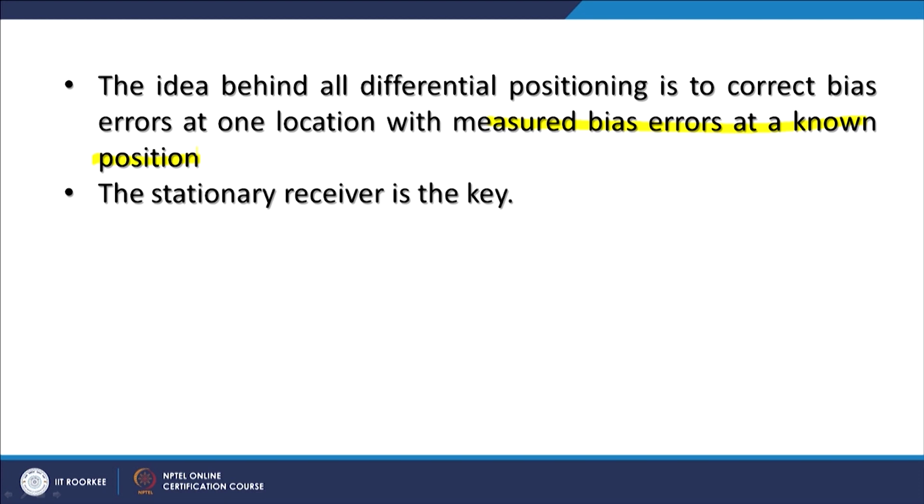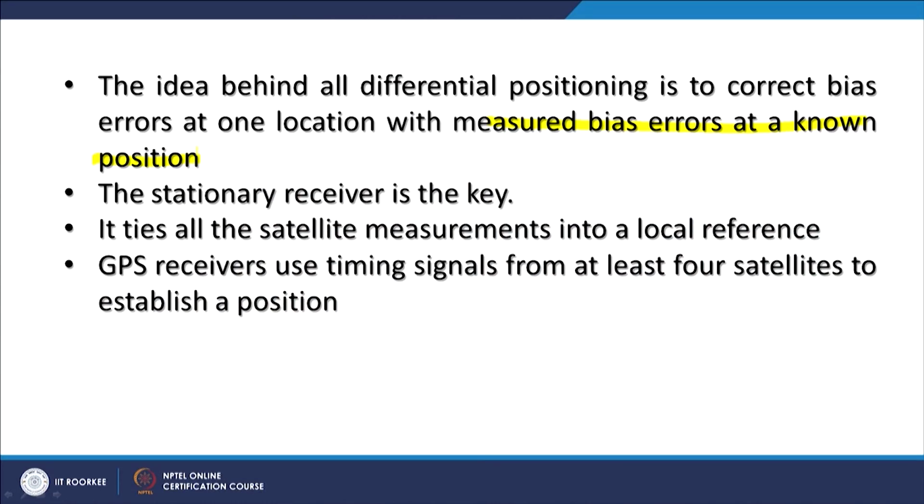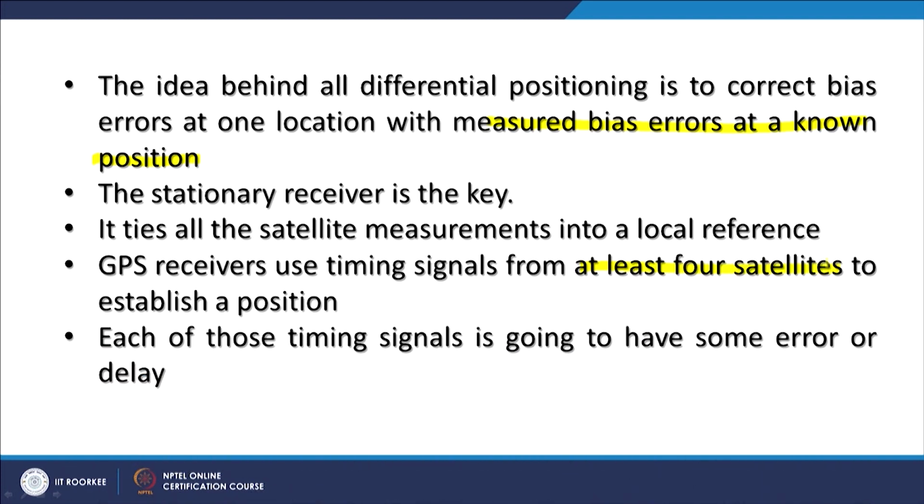And the stationary receiver is the key. If we do not have that benchmark base station, then of course the error information will not be available to us, and then the differential GPS or GNSS technique will not work. So, the key is to have a base station or a stationary receiver, because it ties all the satellite measurements into a local reference. GPS or GNSS receivers use timing signals from at least 4 satellites to establish a position, and each of those timing signals is going to have some errors or delays.